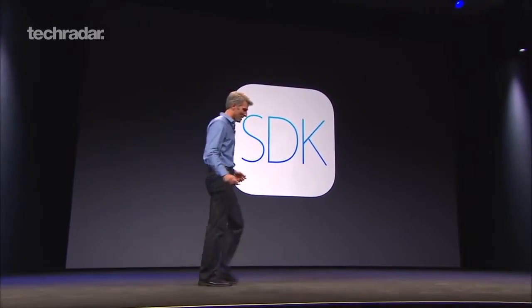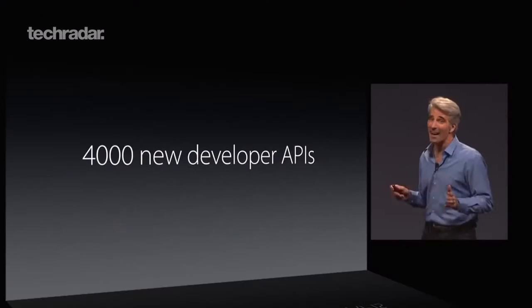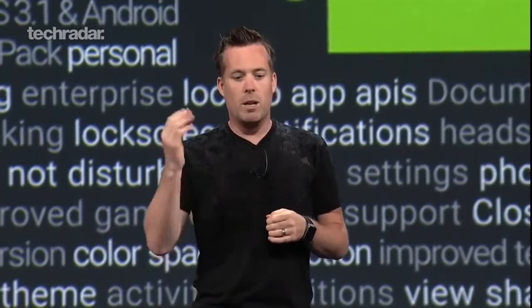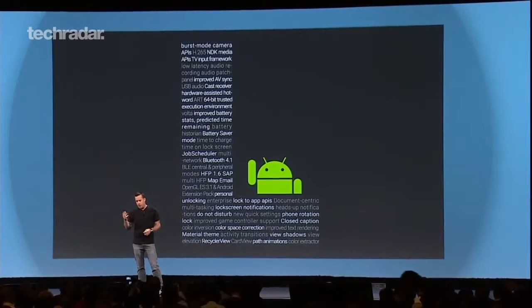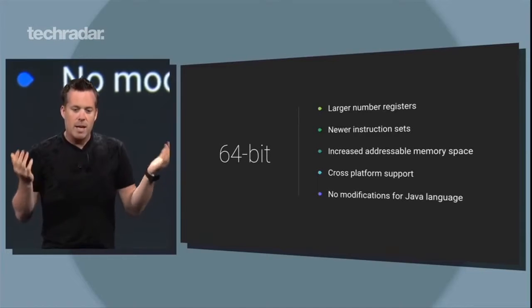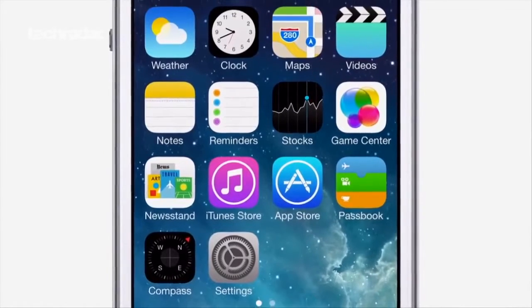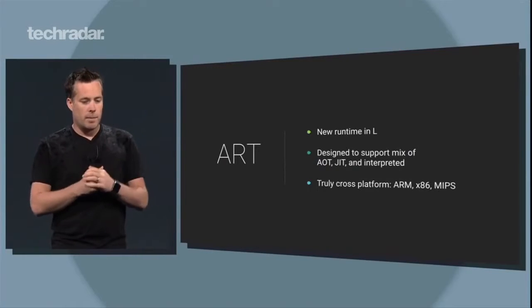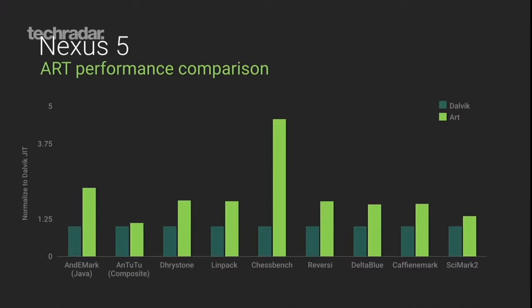The iOS 8 SDK contains more than 4,000 new APIs for developers, whereas Android L has over 5,000. Of course, everything depends on what those APIs actually have to offer, but Android L also brings 64-bit support, much like we saw roll out in iOS 7. Google has dumped Dalvik and made Android Runtime, or ART, the new engine, which should offer a speed boost by improving general performance and elements such as battery life.